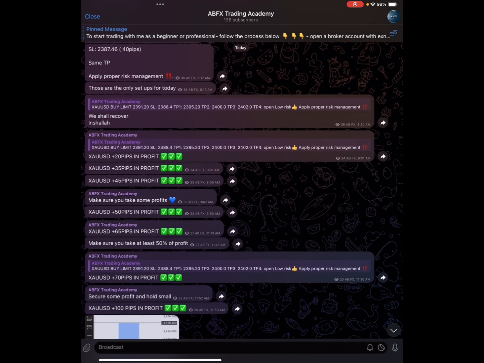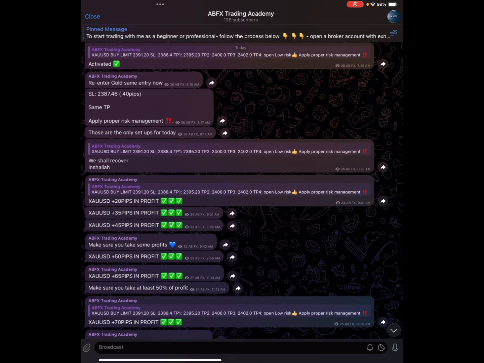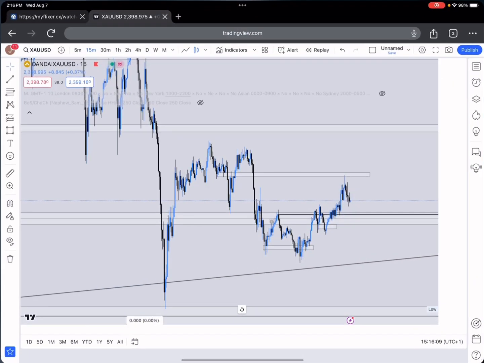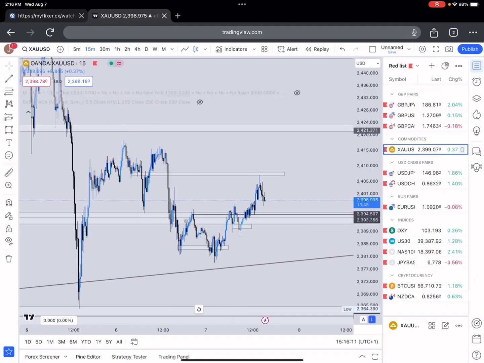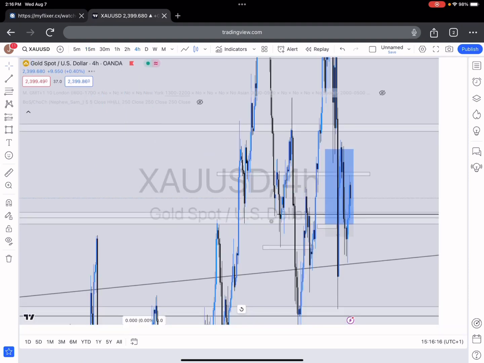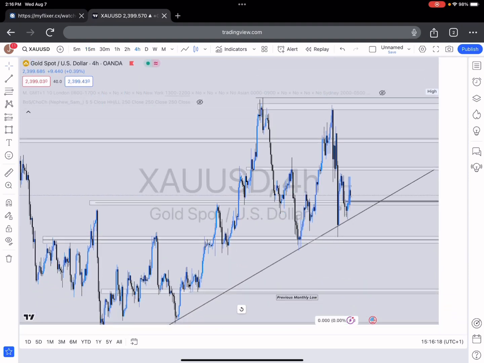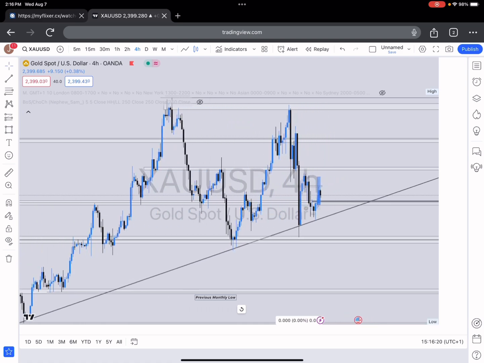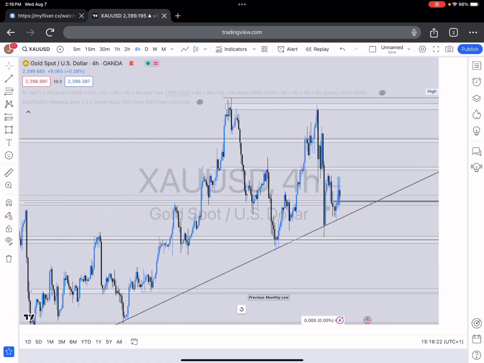So I'm just going to walk you through how I was able to re-enter the trade and what made me enter the trade. Looking at gold on the higher time frame, let's look at the 4 hour time frame. You'll notice that yes, we have been moving to the downside, right? We're moving to the downside.